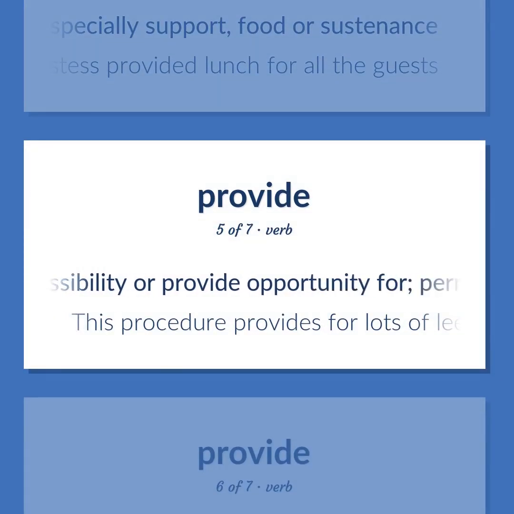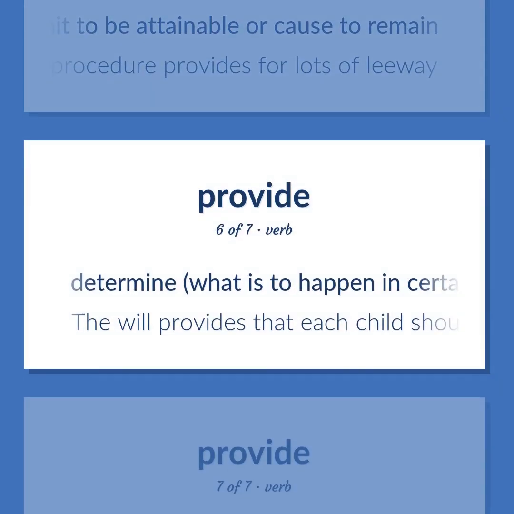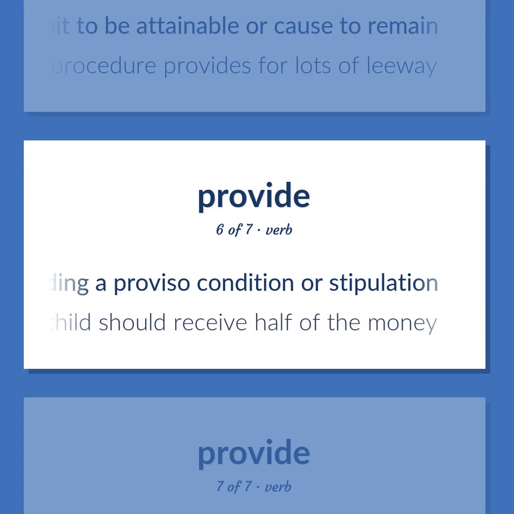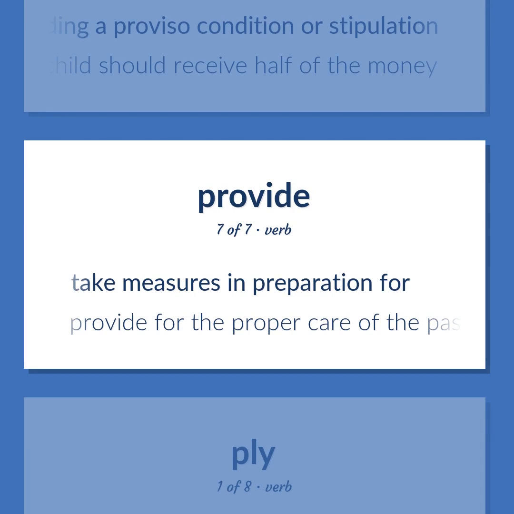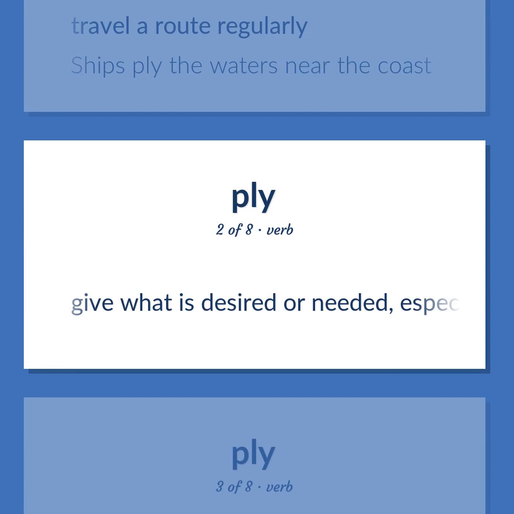Make a possibility or provide opportunity for, permit to be attainable or cause to remain. This procedure provides for lots of leeway. Determine what is to happen in certain contingencies, especially by including a proviso condition or stipulation. The will provides that each child should receive half of the money. Take measures in preparation for. Provide for the proper care of the passengers on the cruise ship. Travel a route regularly. Ships ply the waters near the coast. Give what is desired or needed, especially support, food or sustenance.